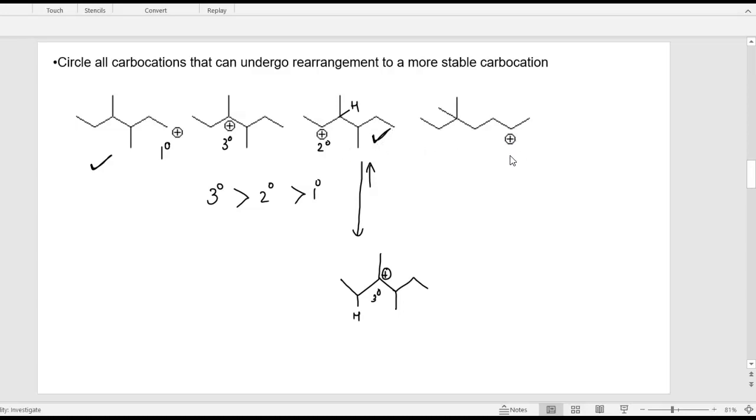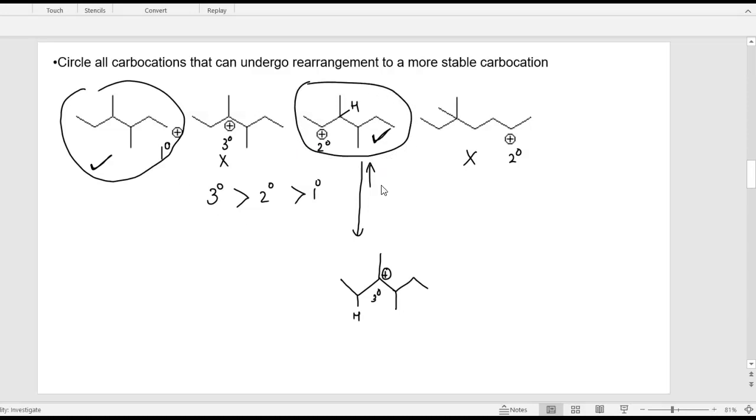Now here, this is a secondary carbocation. If it moves, it won't move this side because this is primary. Even if it moves here, that's another secondary, so there is no rearrangement possible. So the only two carbocations that can undergo rearrangement are this one and this one. This process where a hydrogen shifts to give room to a more stable carbocation is called a hydride shift. This happens very often in carbocation mechanisms, where if there is a possibility of a more stable carbocation to be formed, then hydride shift can happen.